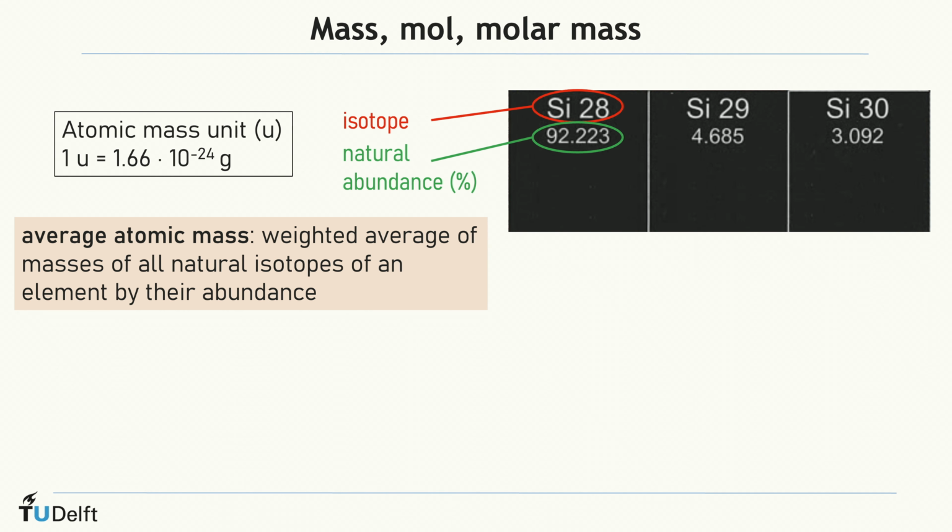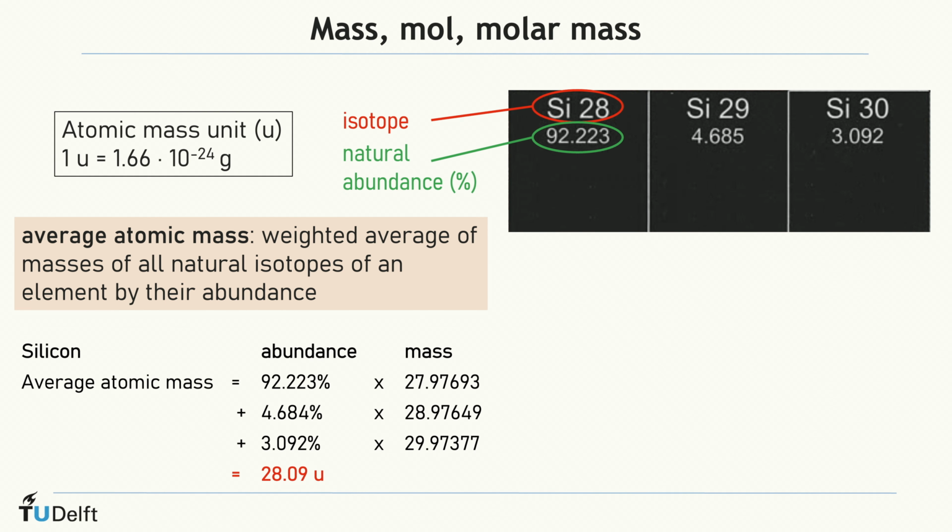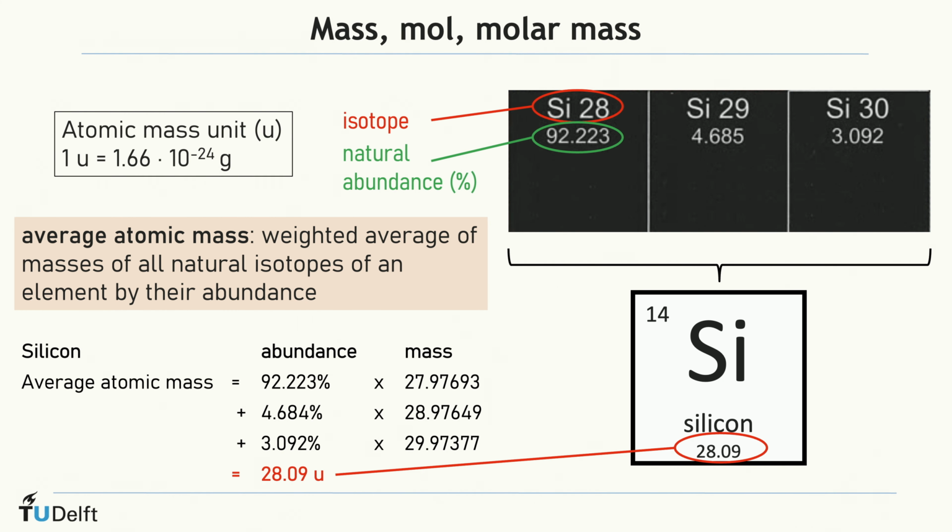One atomic mass unit equals 1.66 times 10 to the negative 27 kilograms, and it's defined as 1/12 of the mass of a carbon-12 atom. We can calculate the average atomic mass of any element, like silicon, by multiplying the mass of the different isotopes by its natural abundance. And that is exactly what you see displayed on the periodic table for each element.